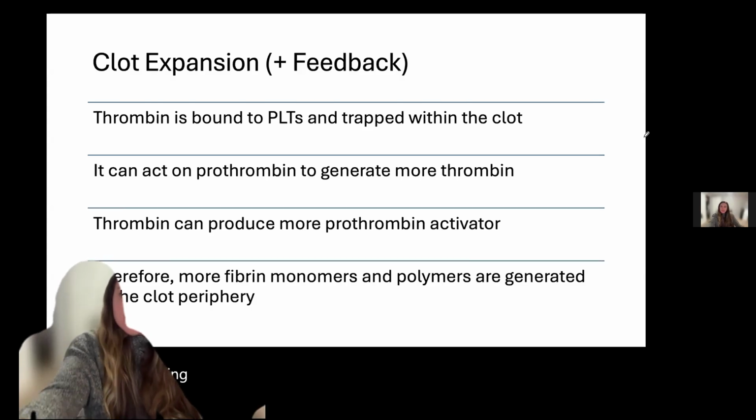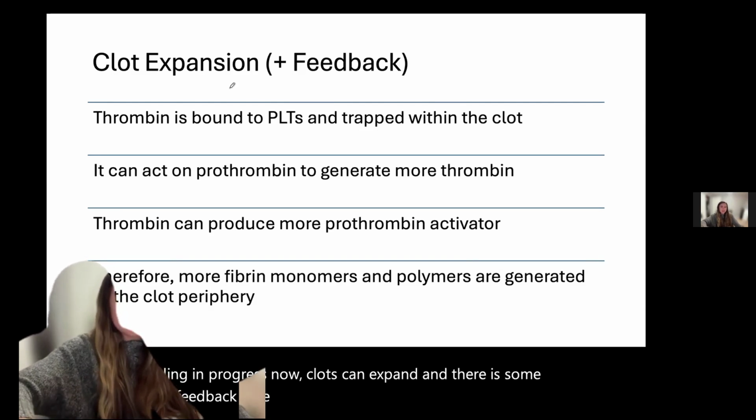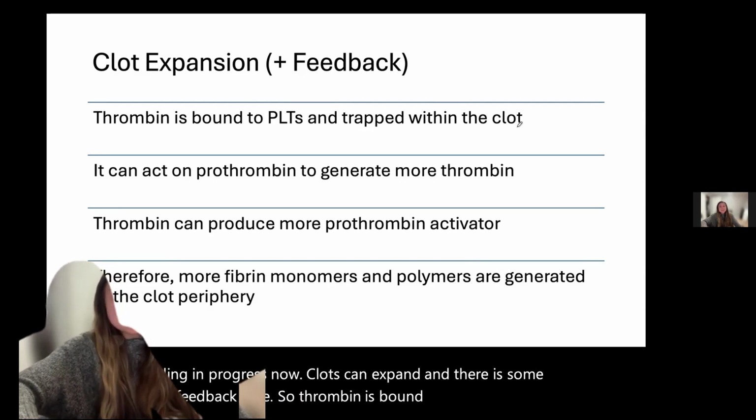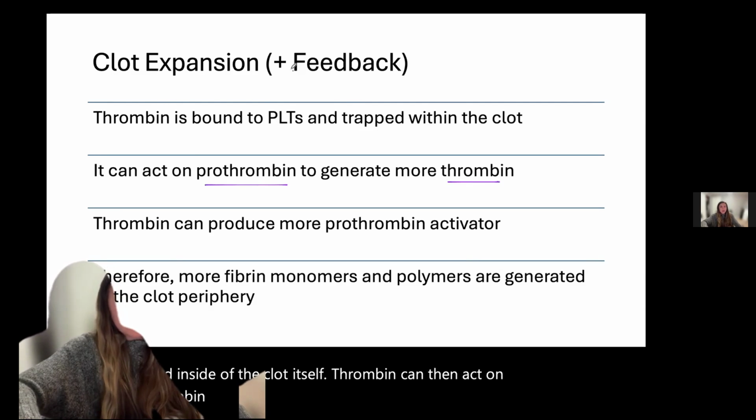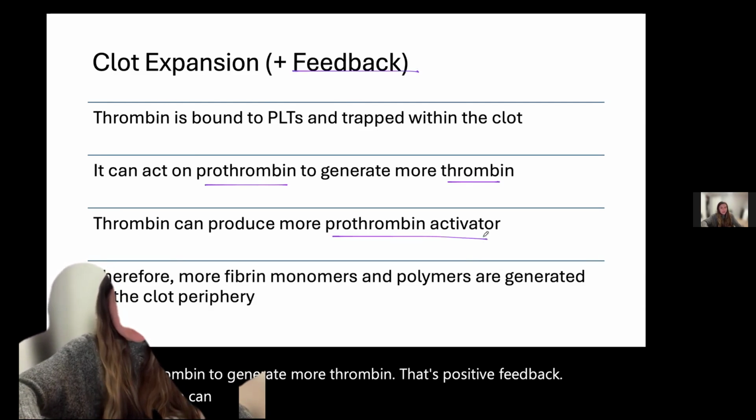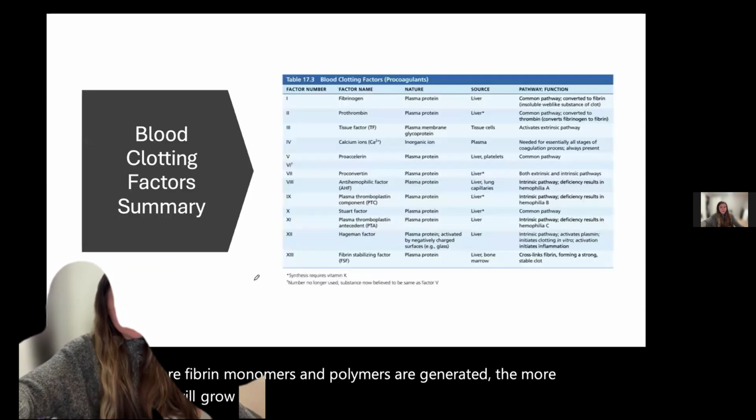Now, clots can expand, and there is some positive feedback here. Thrombin is bound to platelets and is trapped inside of the clot itself. Thrombin can then act on prothrombin to generate more thrombin. That's positive feedback. Thrombin can also produce more prothrombin activator. Therefore, the more fibrin monomers and polymers are generated, the more the clot will grow at the periphery.